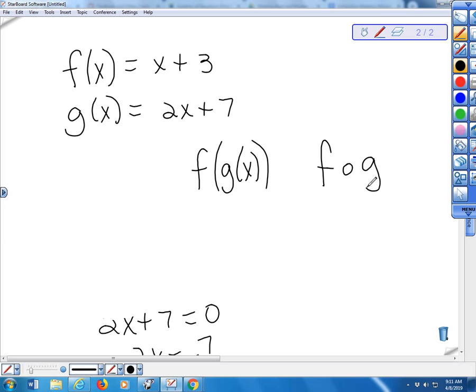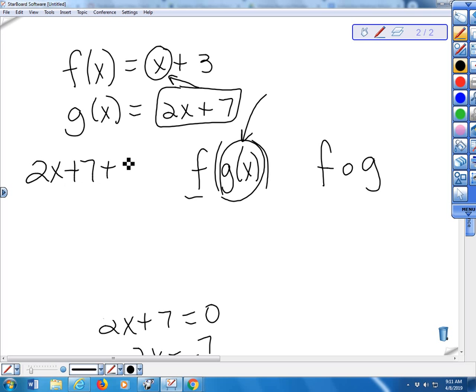This means f of g of x. Usually what goes in these parentheses is what your input number is. Normally we just see it as x. But now it's saying instead of x, we want you to put g of x in. So you look at the function f, because that's what's first, and everywhere there's an x, you're going to put g of x in. That's what f of g of x means. So what happens here is it becomes 2x plus 7 plus 3, which is 2x plus 10.